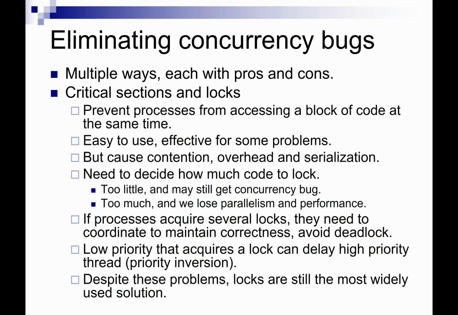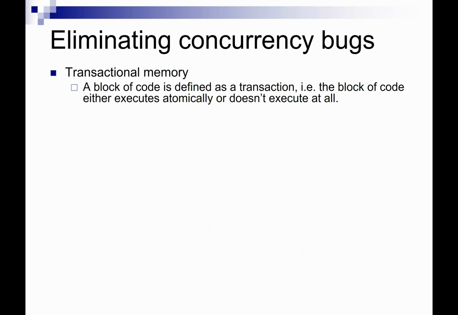We just said that somehow the system provides this capability of ensuring mutual exclusion. We haven't talked about how the system does that, and whether it can do it efficiently. We're going to talk about that later. But first, let's look at another way of eliminating these bugs, which is called transactional memory.